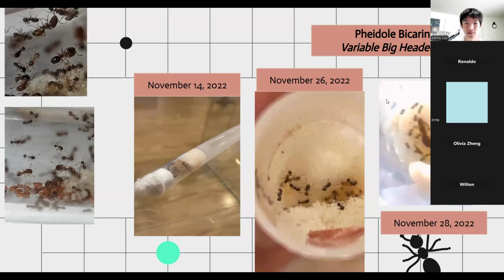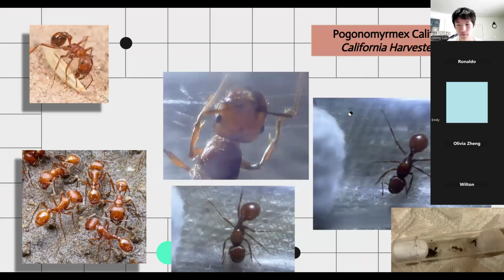So we will talk about one more slide. And this is the Pogonomyrmex californicus. It is the California harvester ant. You will only find this type of ant in California. And this queen is a semi-claustral queen, which means that she actually goes out of her chamber, of her nest, to forage food for her babies.